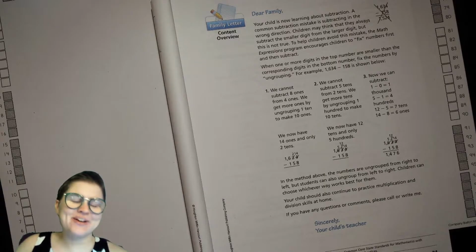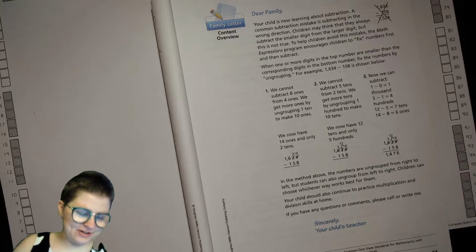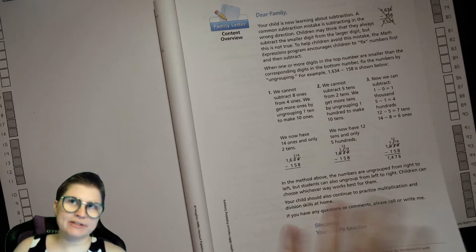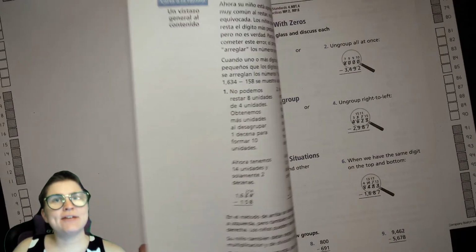Hello, fourth graders. Today we are doing Unit 1, Lesson 9 in a math book. Before we get to the math, though, here's a letter for your parents, and it's in English and in Spanish, if your parents read in either of those languages.